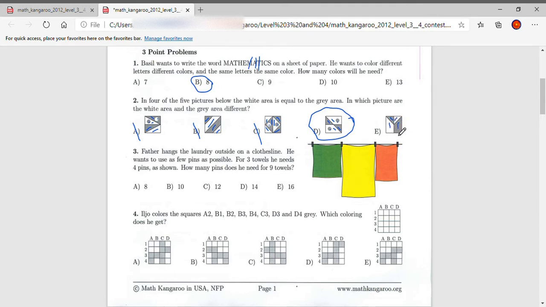Now, on to number 3. Father hangs the laundry outside on a clothesline. He wants to use as few pins as possible. For 3 towels, he needs 4 pins as shown. How many pins does he need for 9 towels?